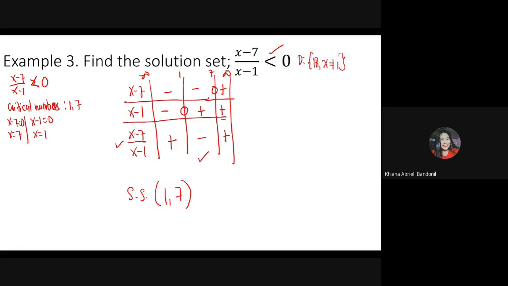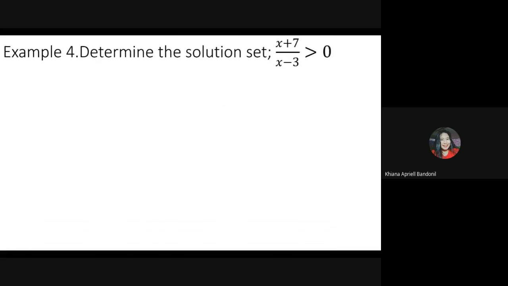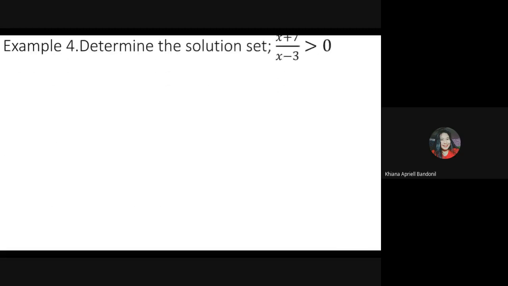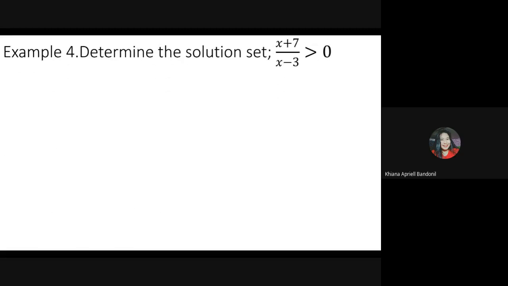Let's have another example. We still have 9 minutes more. Kaya pa to. Yung number 4, kopyahin nyo, tapos ililipat ko sa slide na nauna kasi almost the same lang silang dalawa. Ang ginamit lang dyan ay greater than. Kanina ay naka-less than tayo. Kopyahin nyo muna yung x plus 7 over x minus 3. Greater than 0 kasi ililipat ko. Sige, gayahin nyo to.